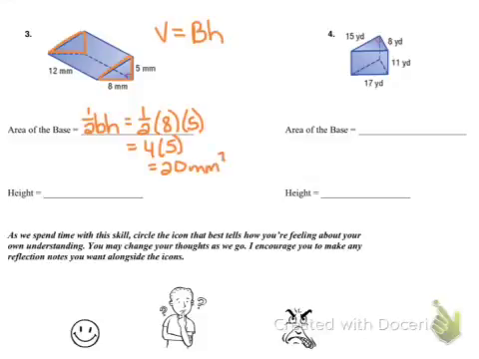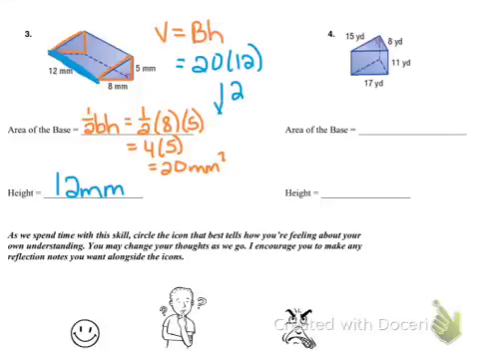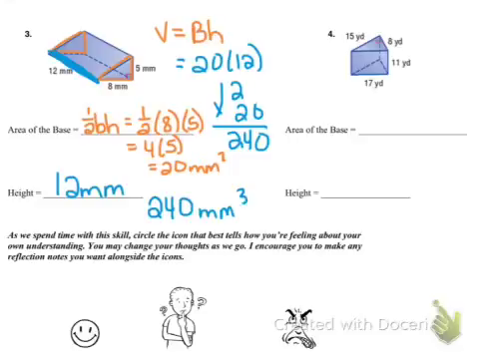Your height is the distance from base to base. So you're talking about this distance right here, and that's 12 millimeters. So to get the volume, our area of the base was 20, our height was 12. So we'll do 20 times 12 and get 240. So the volume of that triangular prism is 240 cubic millimeters.